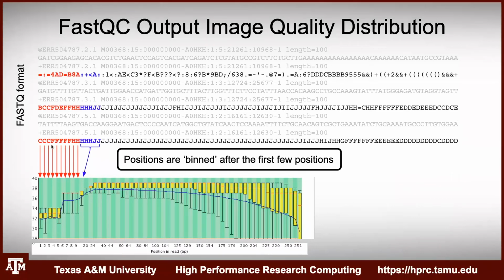It does this for individual nucleotides for the first 10, and then it starts to bin nucleotides together. While these are for individual nucleotide positions 1 through 10, the next bin would be 11 through 15, and that happens through the rest.